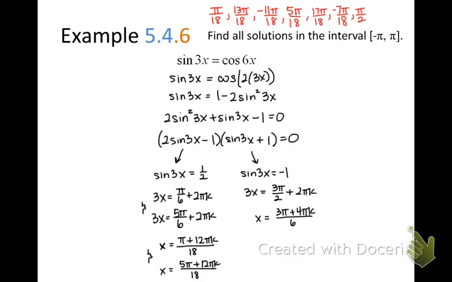Are there any questions on that one? And what our main thing here is, do you have any questions on why we have to add on these 2 pi k's and how to check to make sure you've got all of your possibilities?